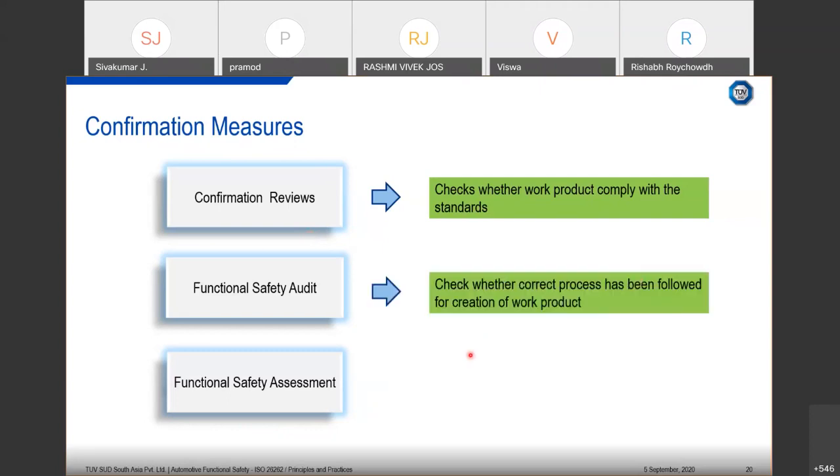And then the functional safety audit. The audit basically looks at the process followed to create any work product. For example, you are performing HARA, hazard analysis and risk assessment. From the auditor's perspective, he will be looking at what inputs you considered to create the HARA, what the different steps are, the process you followed, the step-by-step instructions, how you arrived at the result overall, and what strategy and approach you followed for that particular work product. In that way, he will be looking at it from the audit perspective.